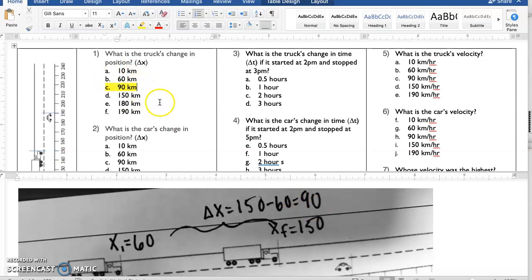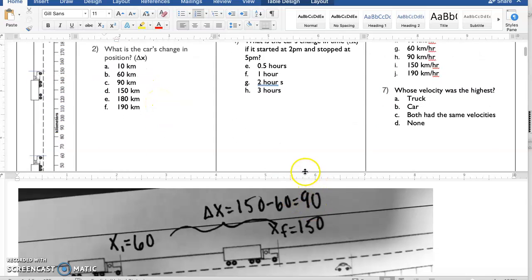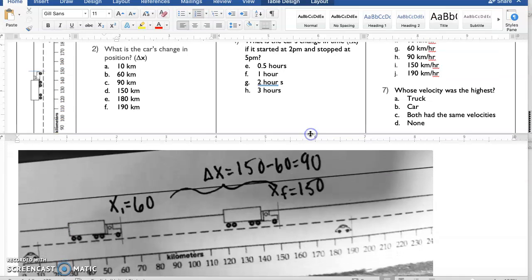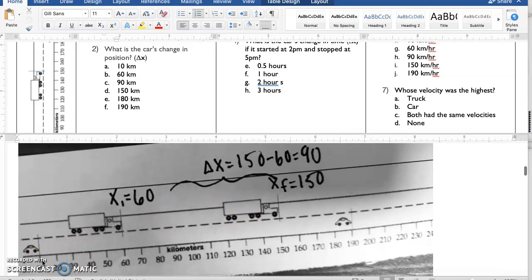Mismo. ¿Ok? Segunda pregunta. What is the car's change in position? So primero nosotros empezar cuántas espacio entre el camión. Ahora nosotros contar cuántas espacio entre el carro. Ok, so el carro empezar para 10 y para 190.